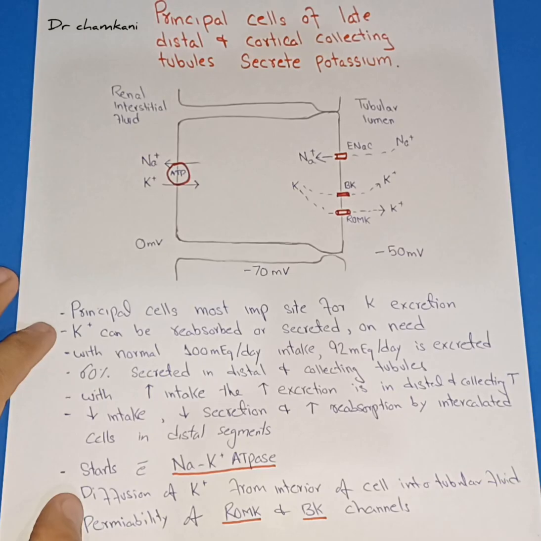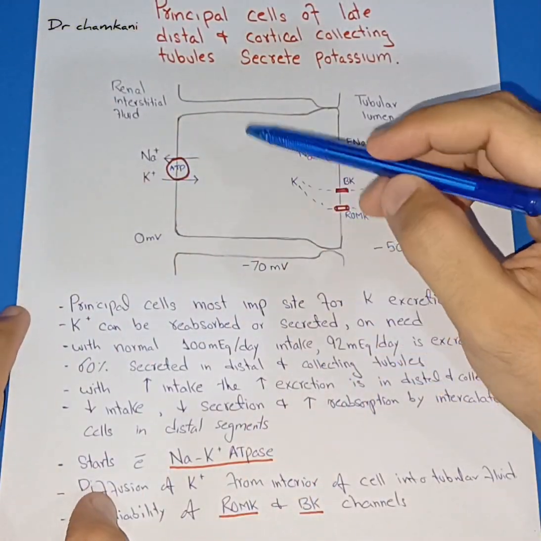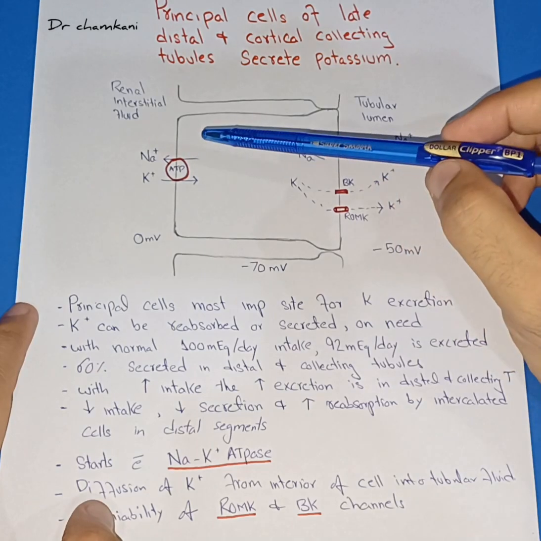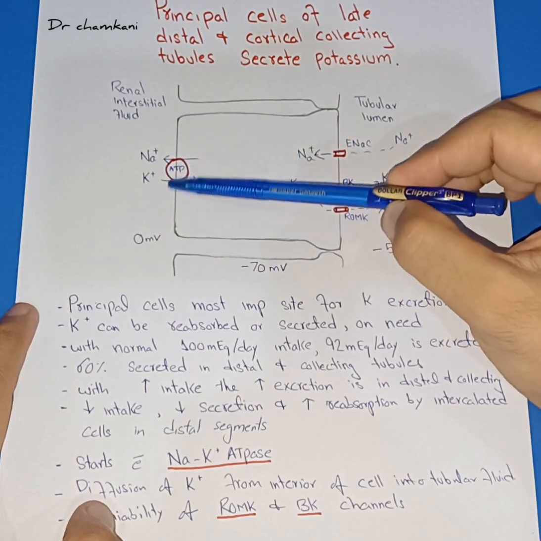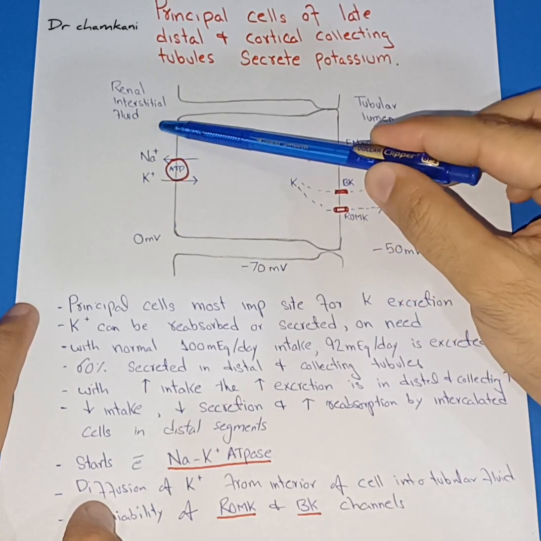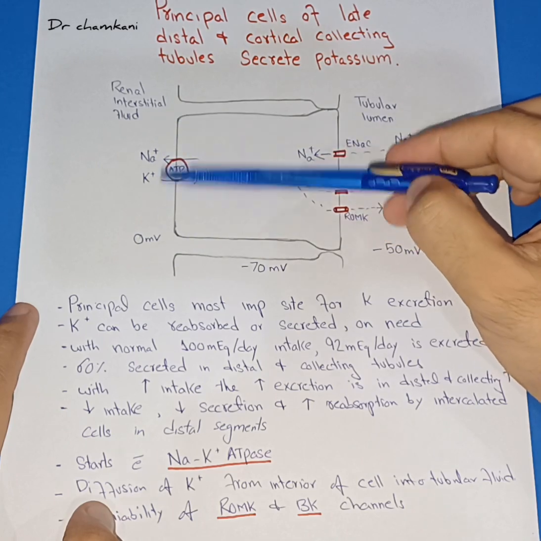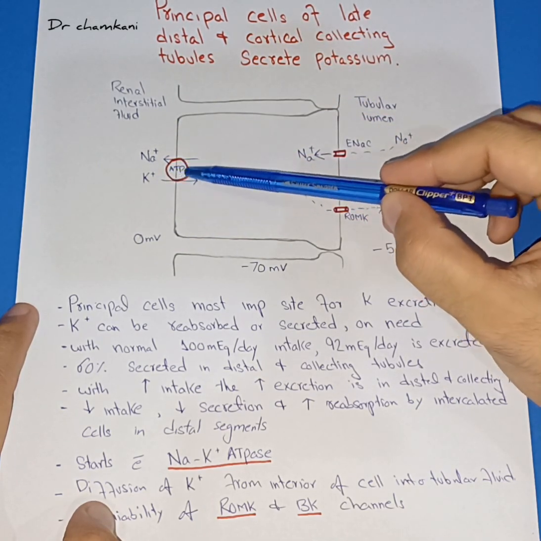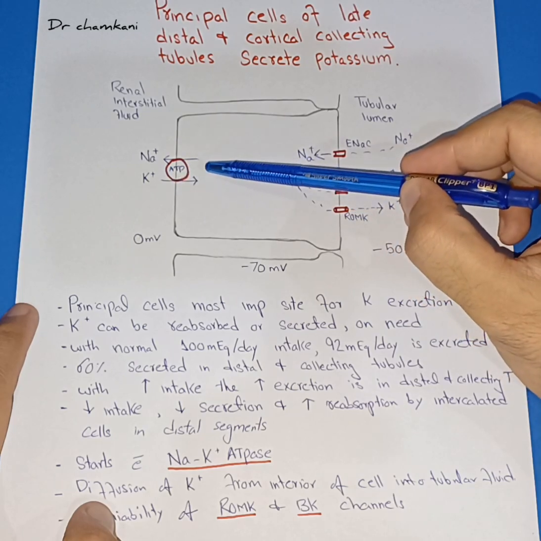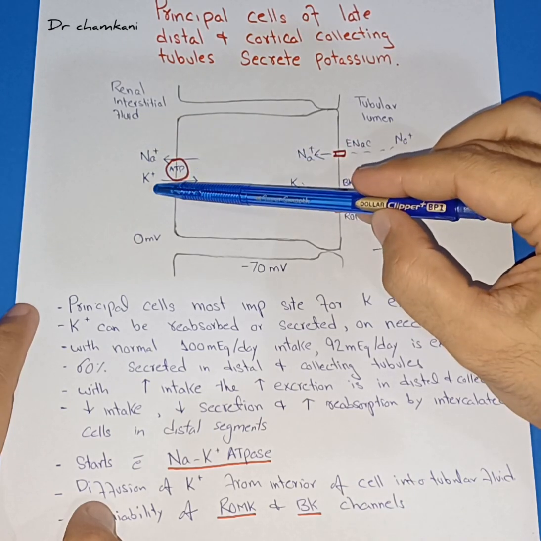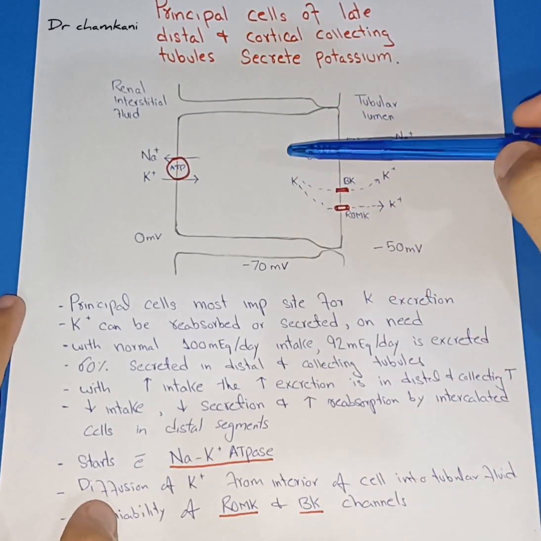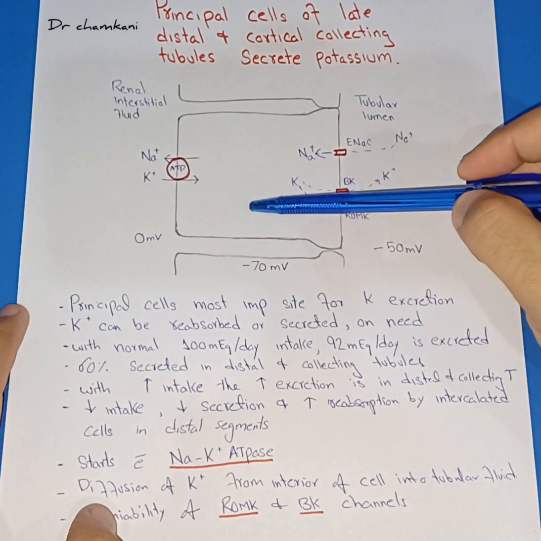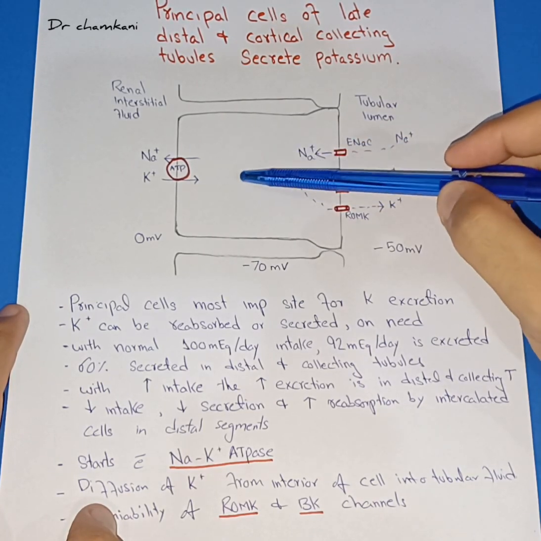In the principal cells, here we have the principals in this region, and this is one principal cell. In the principal cells, the reabsorption starts on this side, on the luminal side. See, this is the basal side. From the basal side, through the help of the sodium potassium ATPase, sodium is thrown out of the cells, and the potassium goes in. The concentration of potassium increases here, and the concentration of sodium decreases.